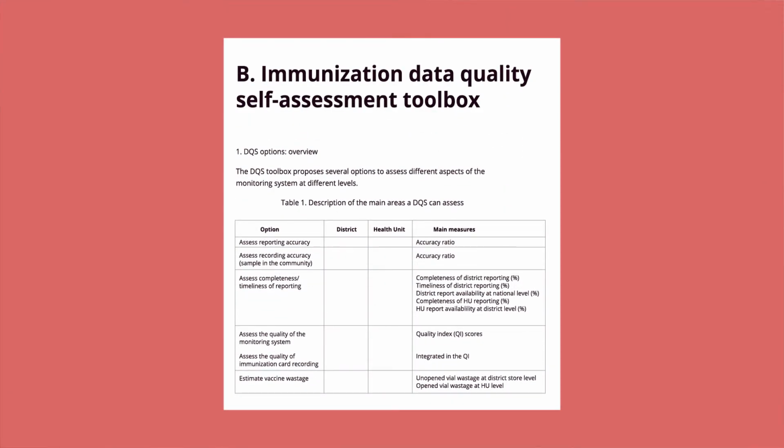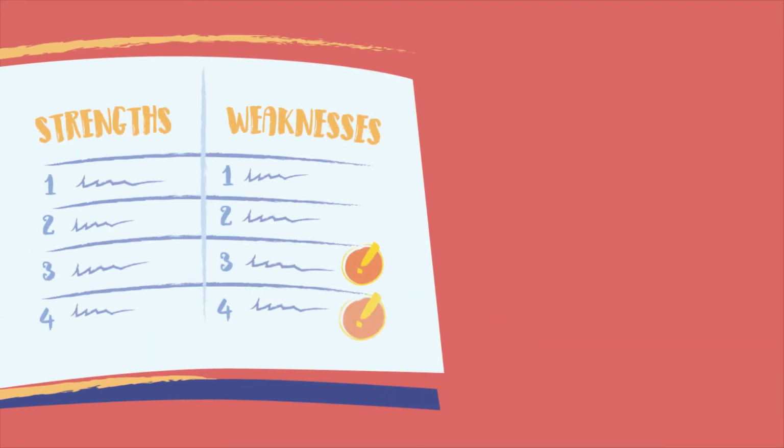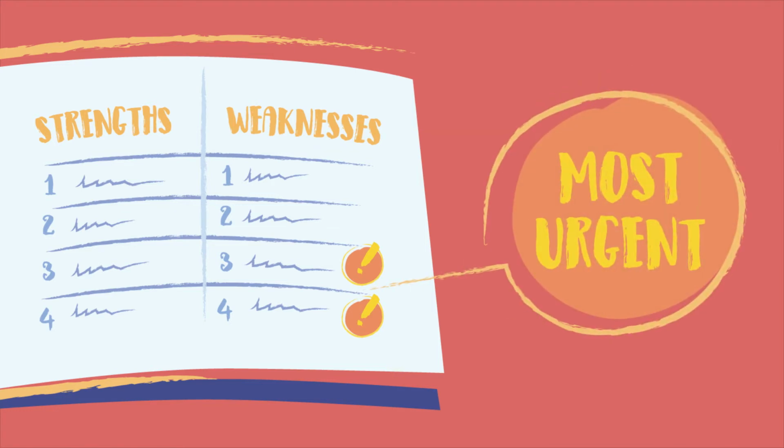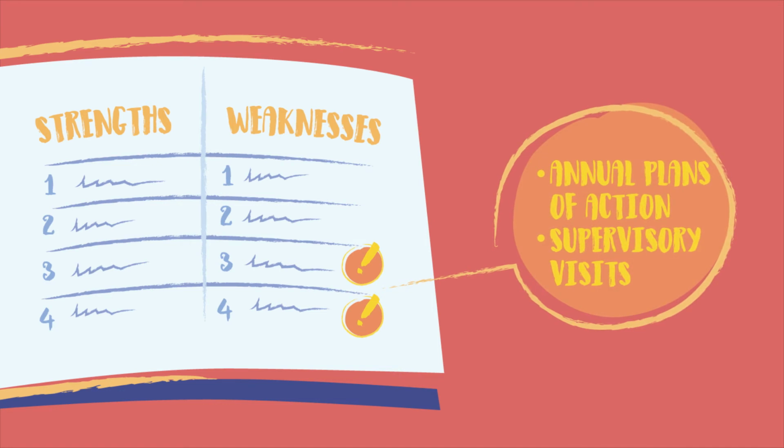After doing the work of a DQS, all staff should be able to see the results. Use the results to pinpoint the 2 to 3 issues that are most urgent and that need the most focus. These 2 or 3 priorities, as well as corrective actions, should be integrated into annual plans of action and should be reviewed during future supervisory visits. By diagnosing problems with the Data Quality Self-Assessment tool, you can find out what your immunization program needs in order to provide quality information that will help you reach every child and pregnant woman.